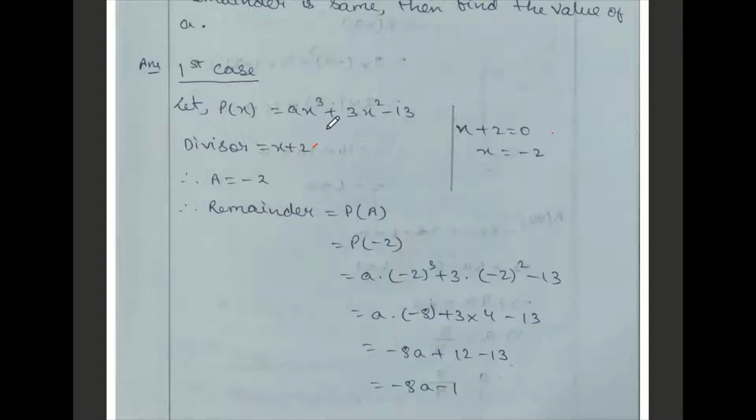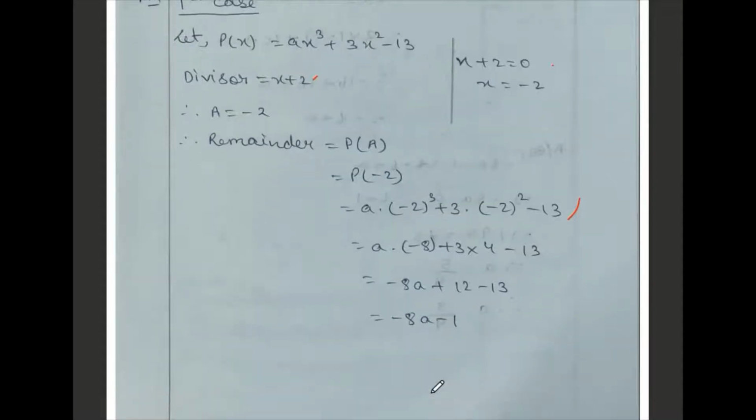Then in the polynomial, in place of x, you can put minus 2. So a into minus 2 to the power 3 plus 3 into minus 2 square minus 13. This is your first polynomial. So you are putting the value. Now minus 2 cubed is minus 8. 3 into minus 2 square, 2 square will be 4, minus 13. This multiplication will be minus 8a plus 12 minus 13. After subtraction, you are getting minus 8a minus 1. So remainder for first case is minus 8a minus 1.